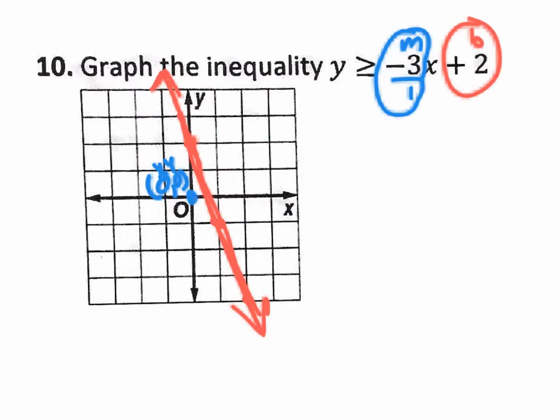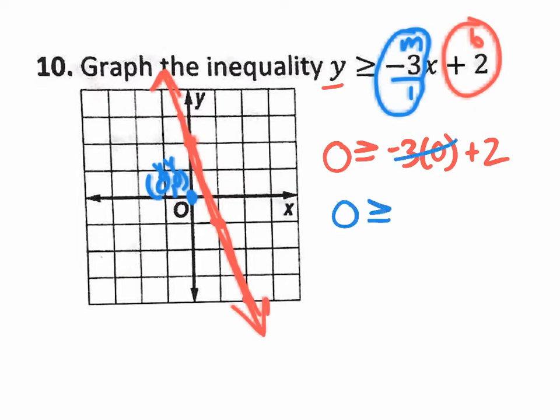So how do you test 0, 0? You simply plug it in and see if it works. Let's plug it into the original. You see how it says y is greater than or equal to? I want to say 0 is greater than or equal to. And then it says -3 times x. I want to say -3 times 0 and then +2 at the very end. So if I plug in 0 for x and 0 for y, it's going to say 0 is greater than or equal to +2.